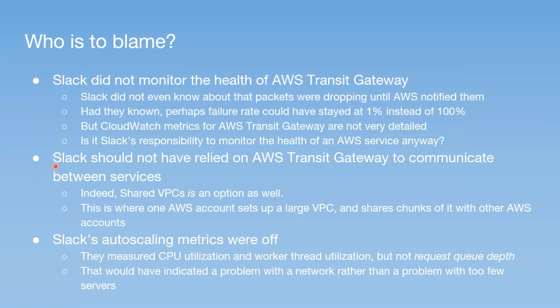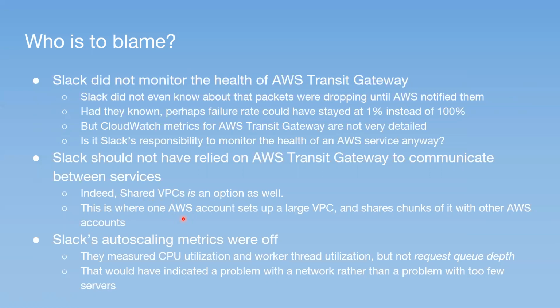So, a second point. Slack should not have relied on Transit Gateway to communicate between services. Now, this is something I can maybe sort of understand. AWS do have something called shared VPCs. This is where one AWS account creates a big VPC, and then it shares portions of that VPC to other AWS accounts. With that setup, you can segregate services into different AWS accounts. And that's, of course, very helpful.